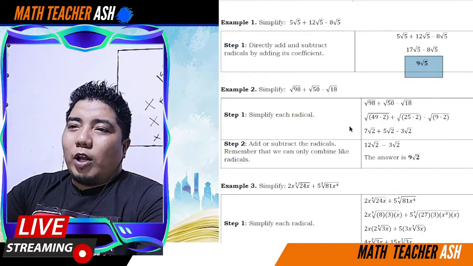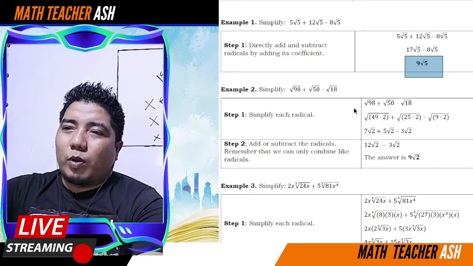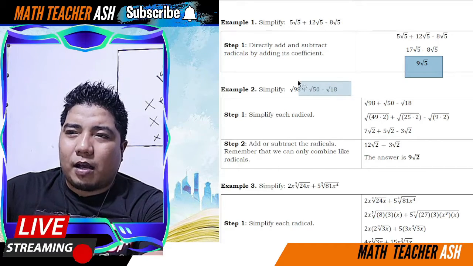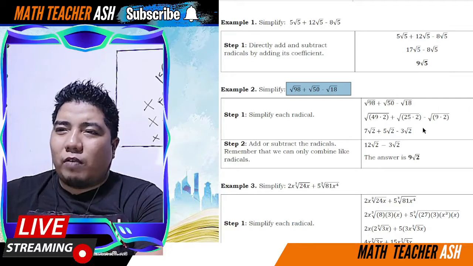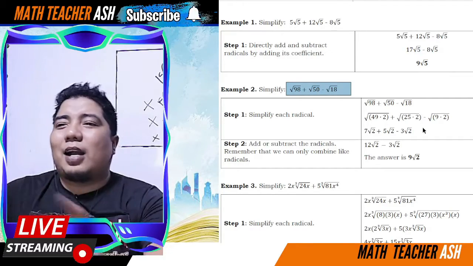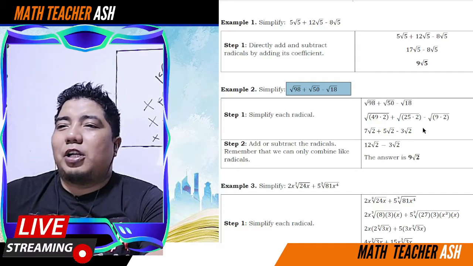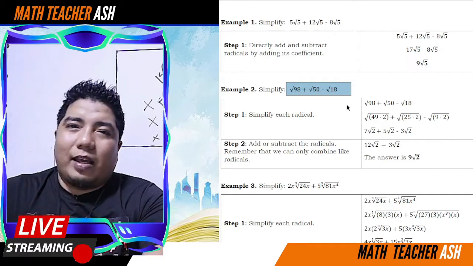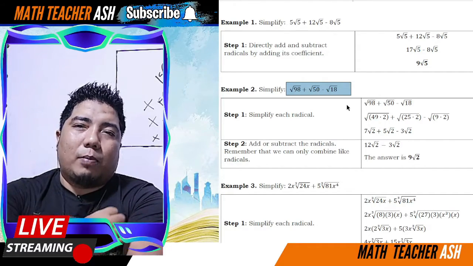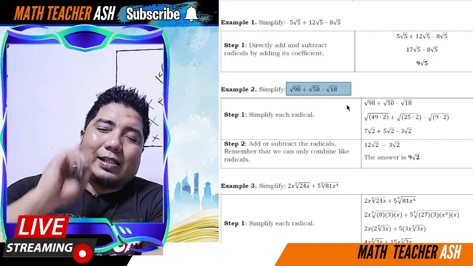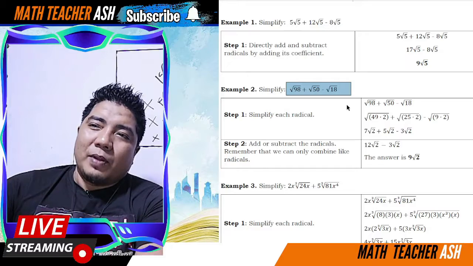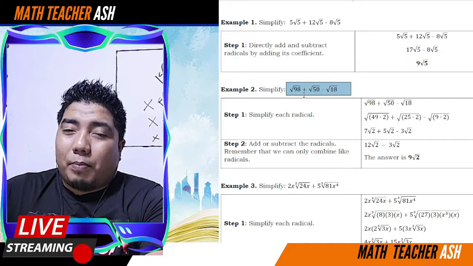We have square root of 98 plus square root of 50 minus square root of 18. Of course, ang titingnan ng mga common students, ay hindi sila pareho ng radicand, hindi ko na sila isosolve, ikakopy ko na lang sila. Diyan ka nagkakamali, my dear math learners. Bakit? Si square root of 98 ay pwedeng biyakin, si square root of 50 ay pwedeng biyakin, at si square root of 18 ay pwedeng biyakin, na kung saan ang isang example or isang factors nila ay merong perfect square.